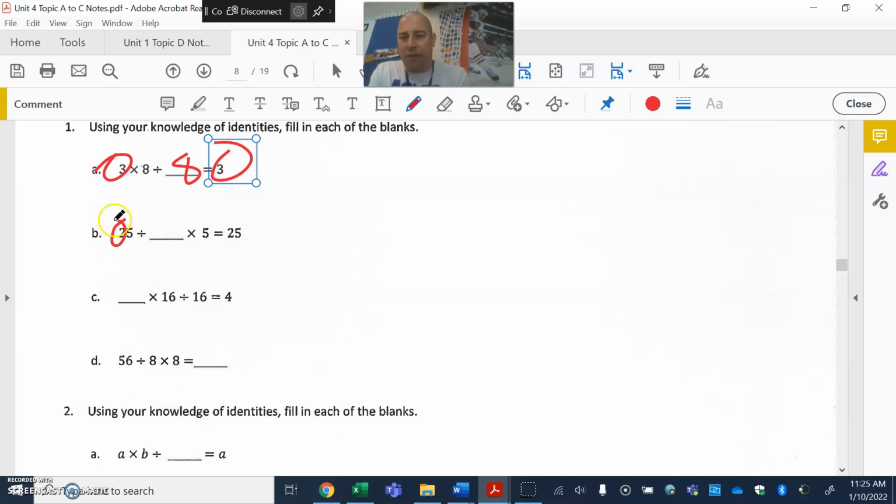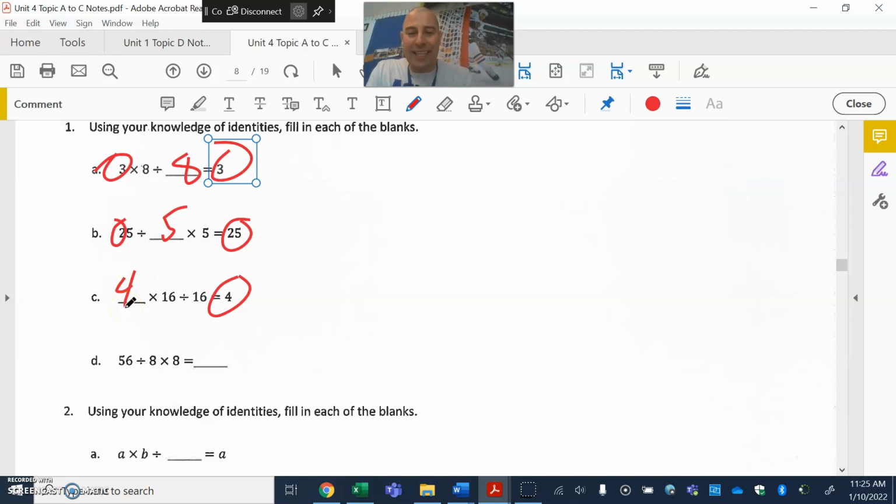I'm starting with the 25. I'm finishing with the 25. So if I times it by 5, I want to get back to where I started from, which means I'm going to have to divide it by 5. So again, opposites. When we do opposites, we get right back to where we started. Look at letter C. I'm finishing with the 4. I'm timesing it by 16. I'm dividing it by 16. I'm right back to where we started. So it must be a 4.